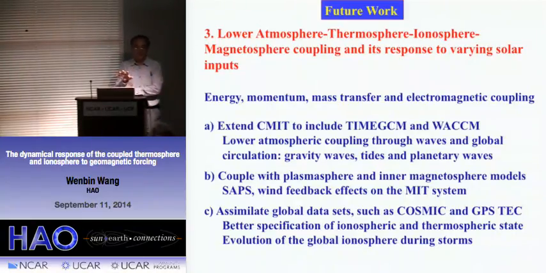That's a long-term goal. I believe that's what I really want to have. But I believe WACCM has a kind of variable grid, maybe helpful in that regard, we can do that.